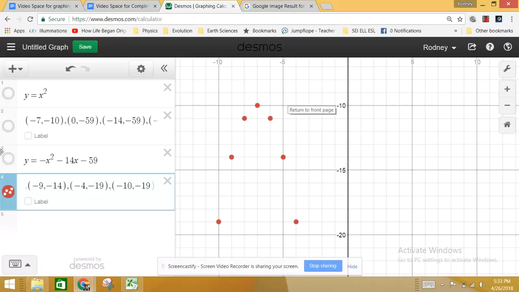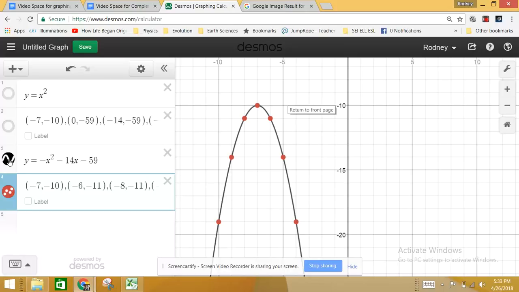And now we will plot our original equation and see if it matches. And it does. So using the pattern, paying attention to how a parabola looks, and then scaling it according to our A value can save you a lot of time.